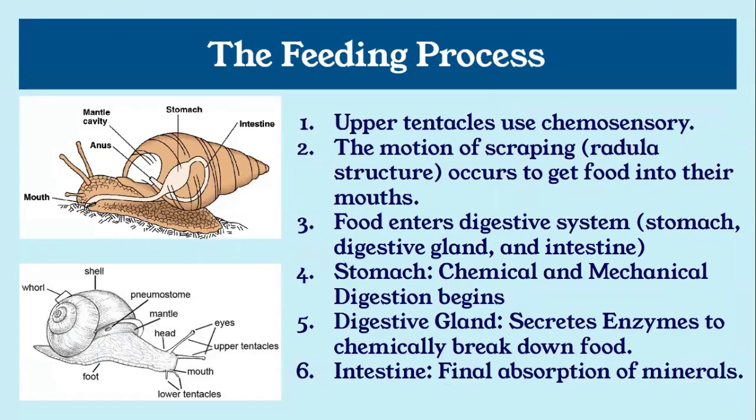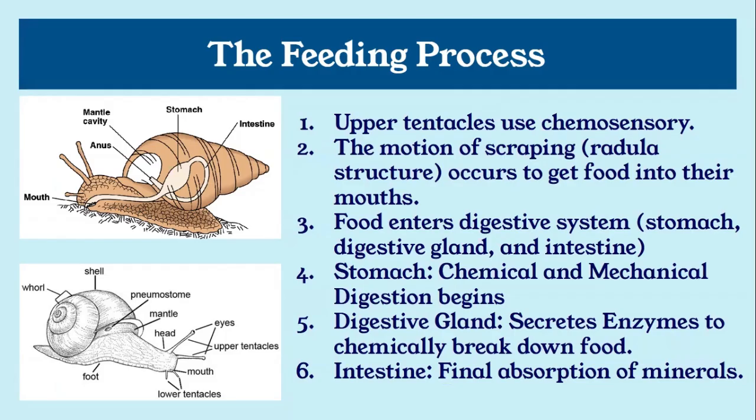So the feeding process starts with their upper tentacles that use chemosensory, which is where they can sense the molecules in their food, which they use their upper tentacles to do, which is going to be right over here to the left. Then after they find the food, they're going to use a scraping motion using their radula structure. So as they move, they're going to use a tongue-like structure that has microscopic teeth and get the food into their mouths.